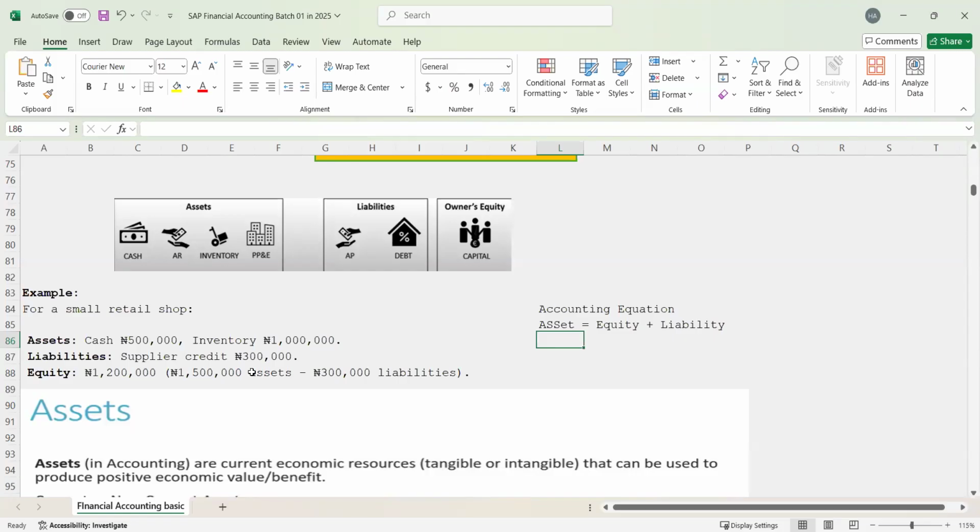We have explained what an asset is: asset is what you own. We have explained liability: liability is what you hold. And equity is what you have injected into the business. Let me just continue. So imagine you want to get your equity. Let's say all your assets are 500,000 plus 1 million. It will be 1.5 million.